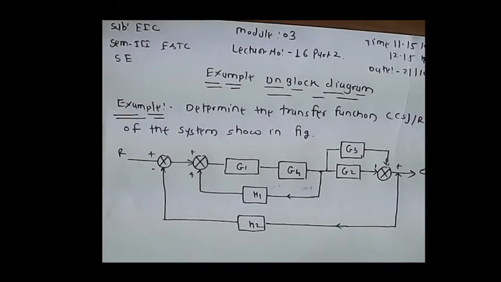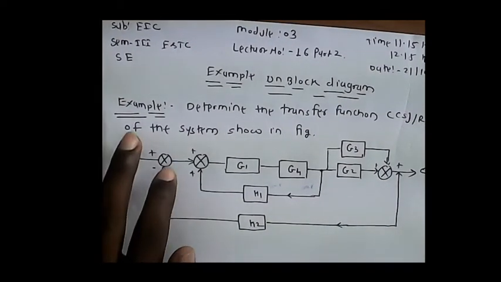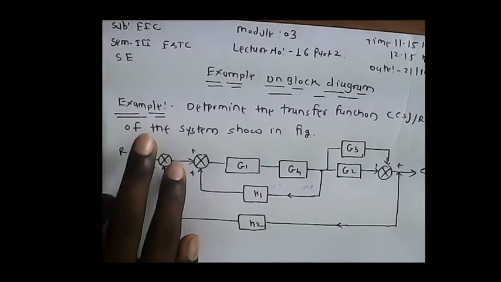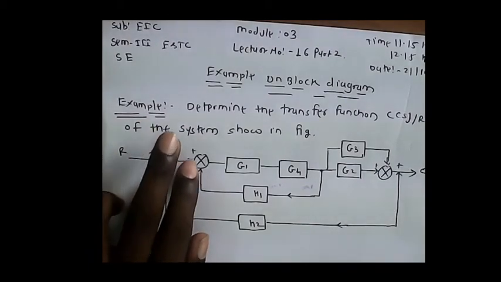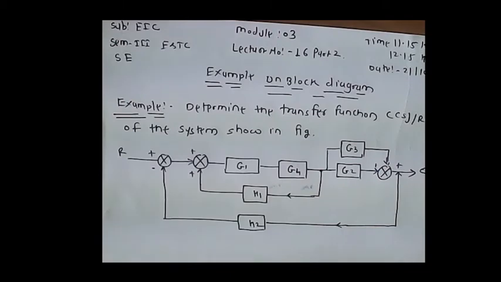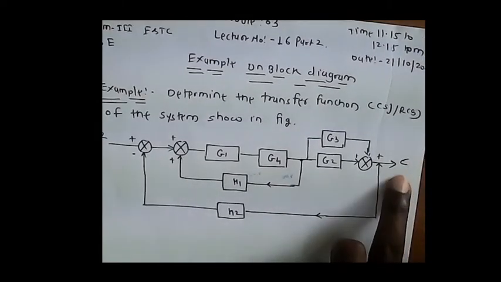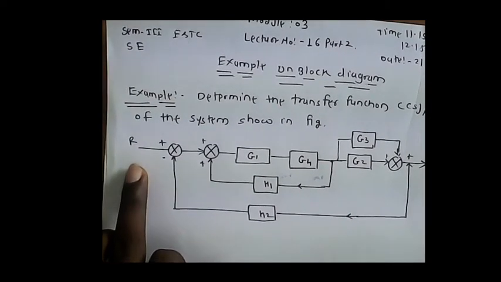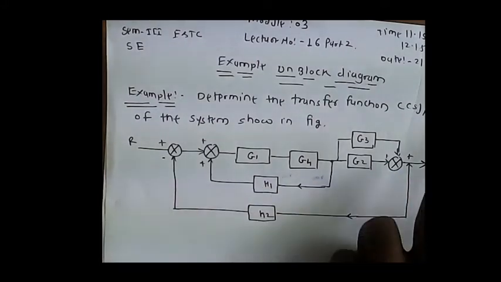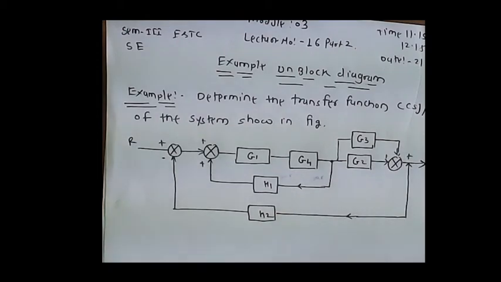So first, an example is given. Determine the transfer function C of s over R of s, where C of s is the output response and R of s is your input response. Transfer function is nothing but the output response divided by the input response in Laplace transform. So we can define a transfer function for this block diagram.